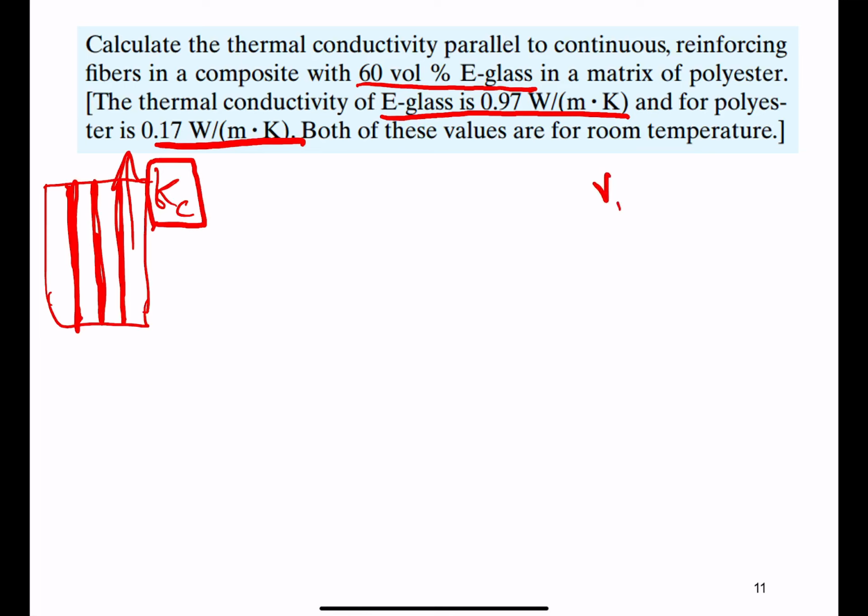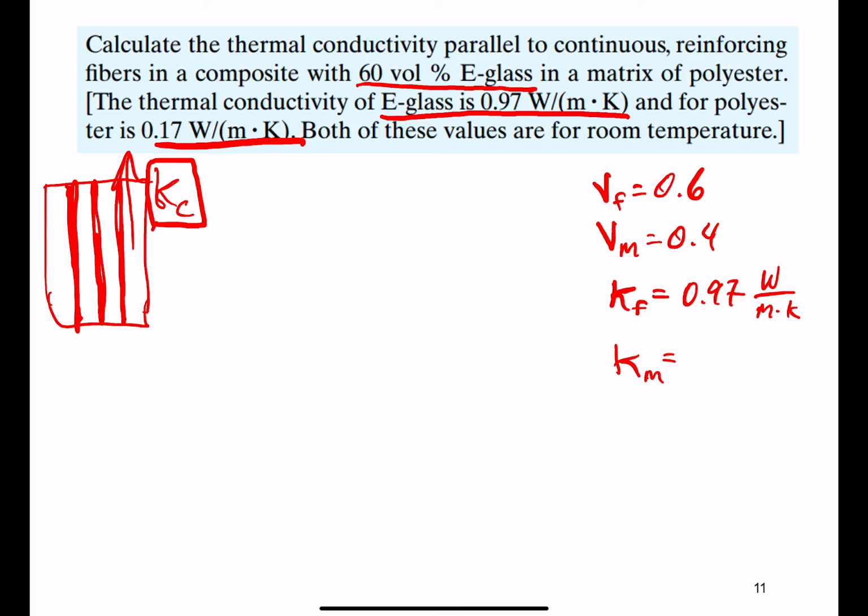Okay, so we saw that the fibers, the VF value, was 0.6. We also saw that the VM, the matrix, the polyester, was the 0.4 value. Here we see that the K of the fiber, the thermal conductivity of the pure fiber, is 0.97 watts per meter K. And the thermal conductivity value for the matrix, which is the polyester, is 0.17 watts per meter K. And we want to find the composite value.